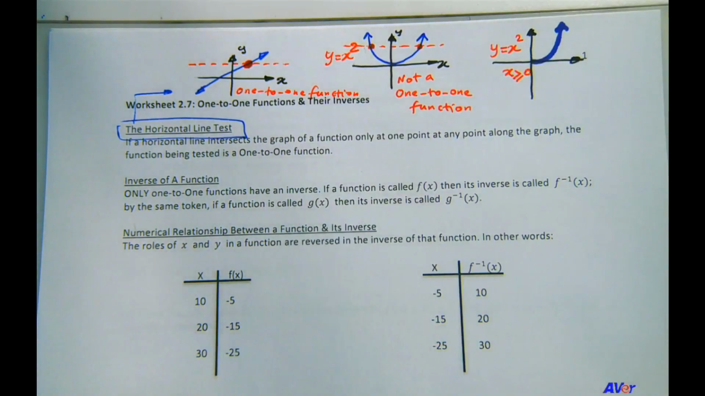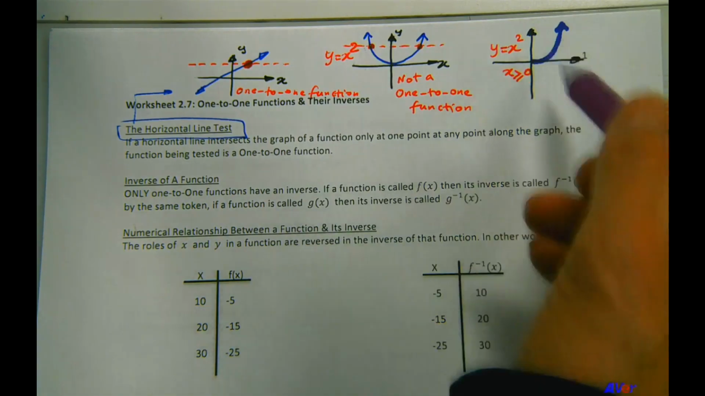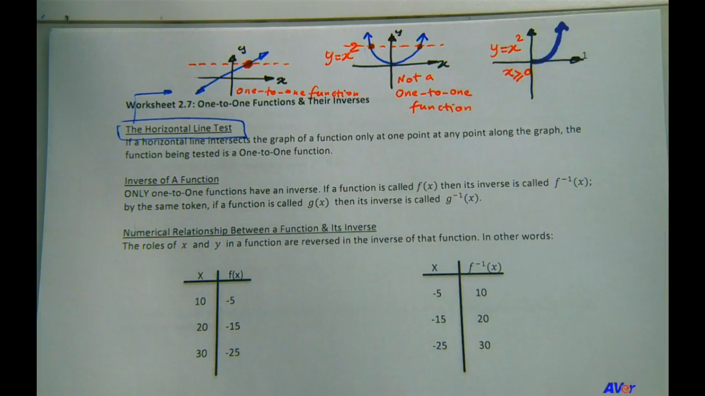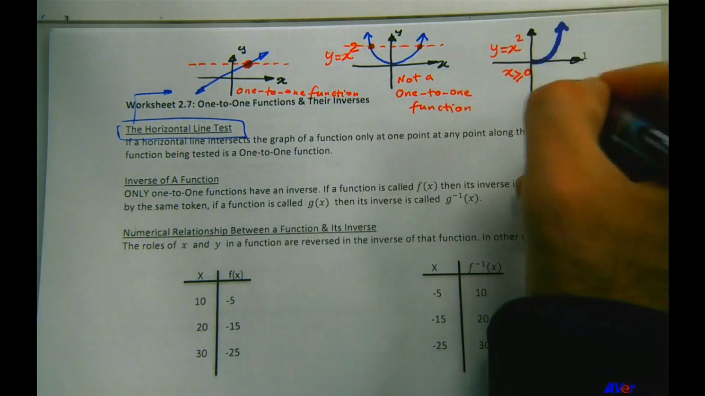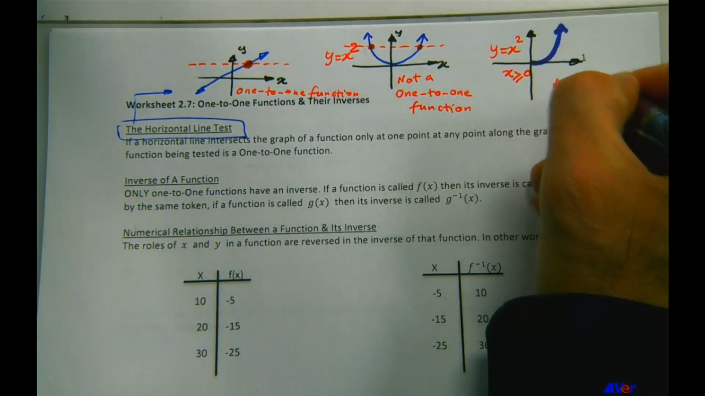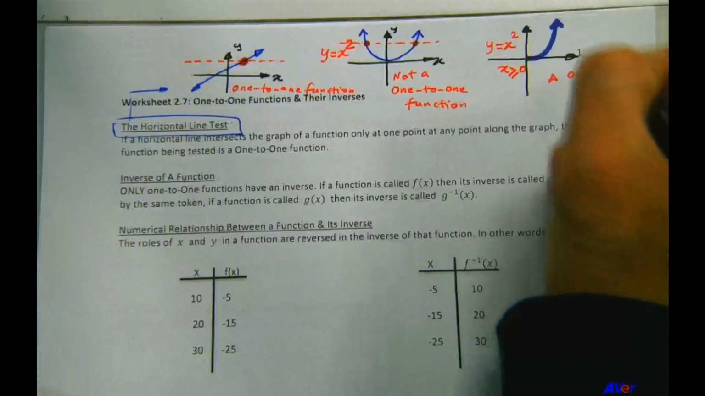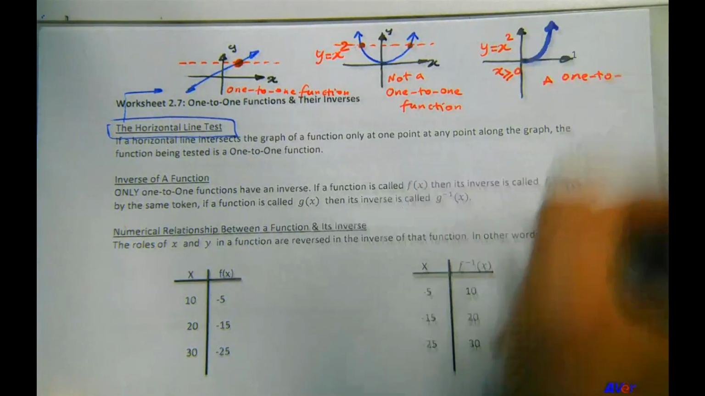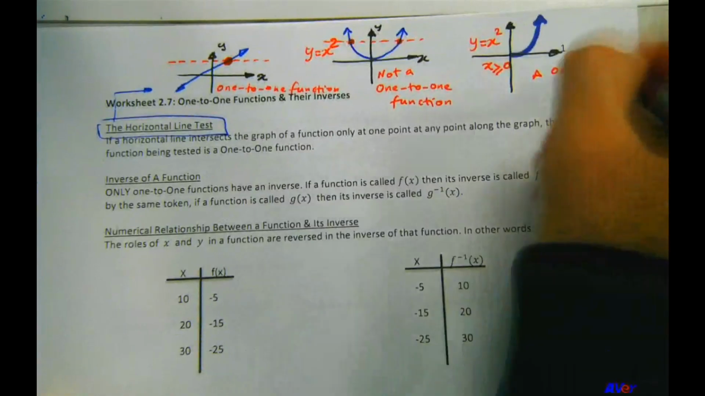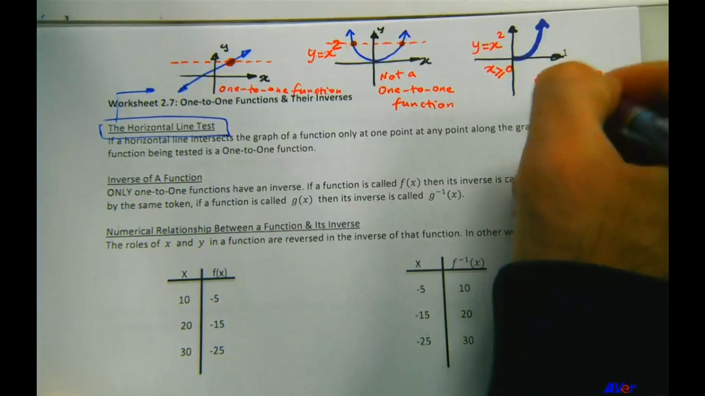If you restrict the domain of a function that is not one-to-one, it's possible that you can make it a one-to-one function, and therefore you're going to be able to find the inverse of this function that has a restricted domain. Okay, just keep that in mind. So this is a one-to-one function.